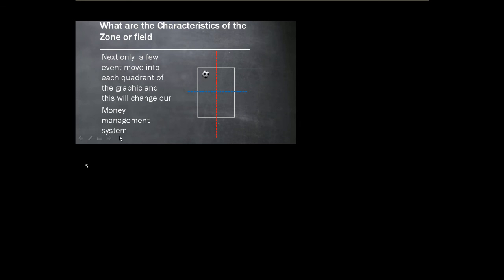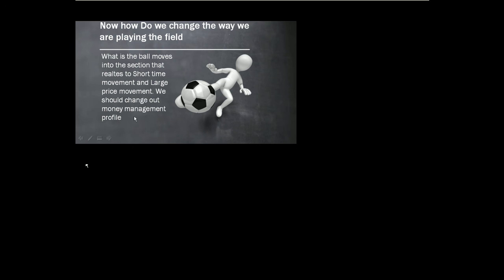Okay, now, let's bring this up. How do we change the way we play the field? Well, what if the ball moves into a section that relates to short time movement and large price movement? We should change our money management profile.